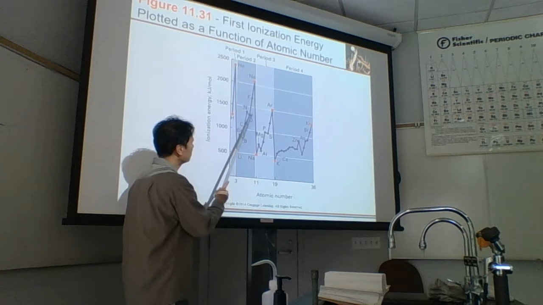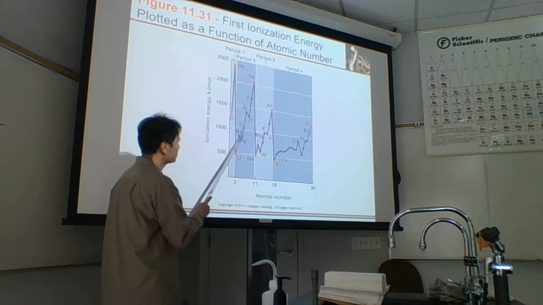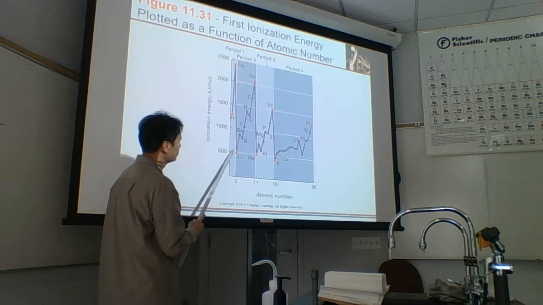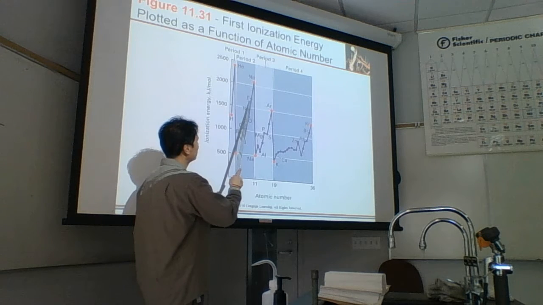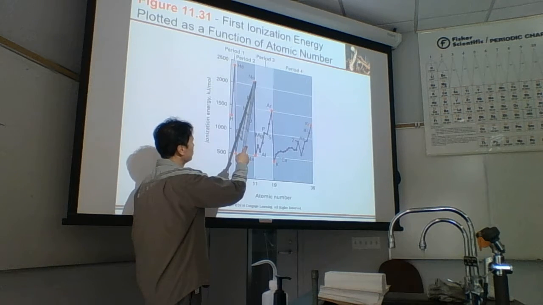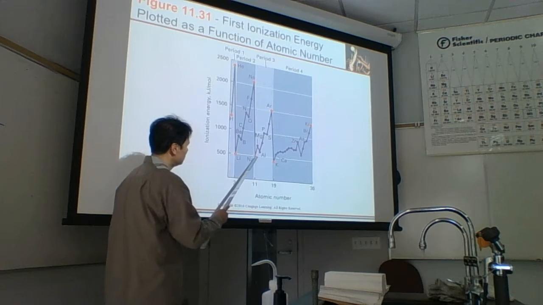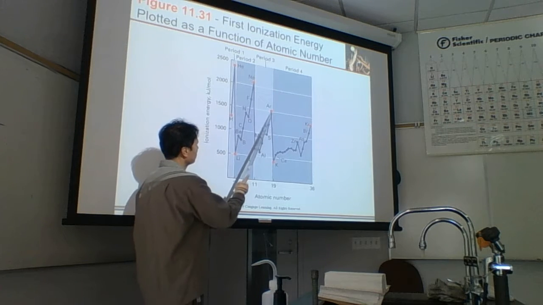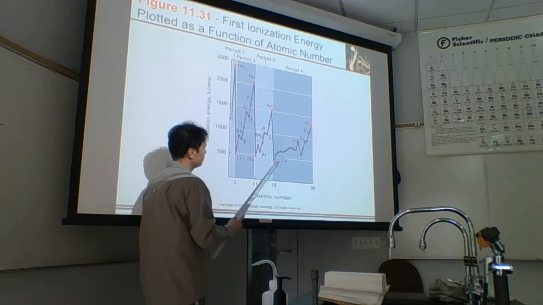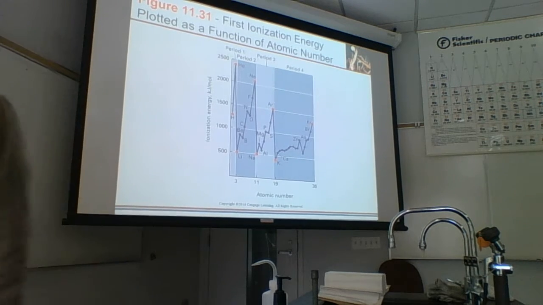There are some blips here, nitrogen to oxygen, beryllium to boron. These blips we can understand based on the orbitals, but I'm not going to get into it. We just know the general trend. The general trend is the ionization energy increases as we go across. And then as we jump down, it decreases to the next shell. So this would be the third shell. Complete the third shell, and then down to the fourth shell. So those are the trends we see.